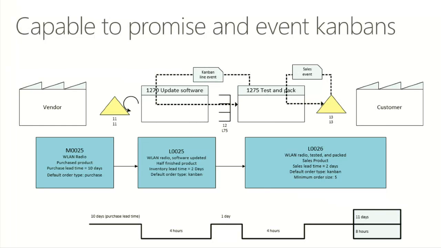Then I have a rather short process. To update the software, it takes 4 hours per job, and then it might stay up to 1 day in the supermarket, and then I will have the test and pack activity after that. So when I enter a sales order, it will create a sales event Kanban and allocate a job to test and pack, and create a second Kanban line event Kanban for the update software.